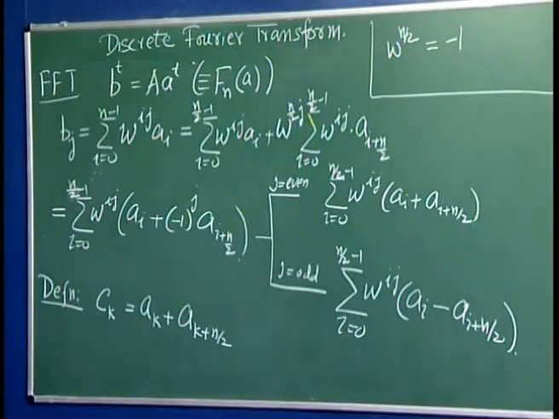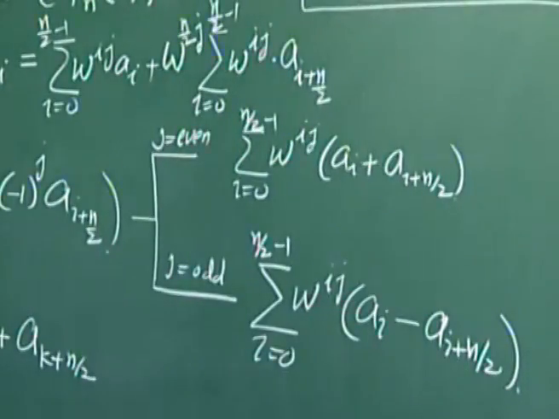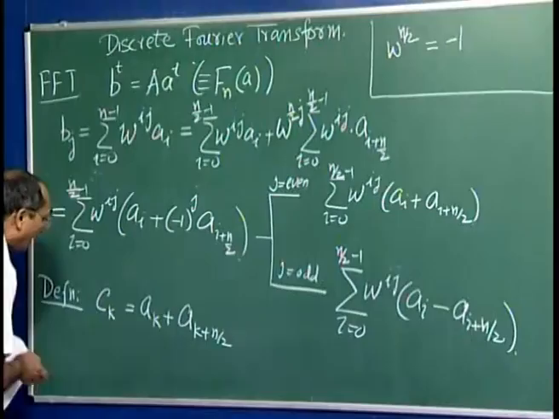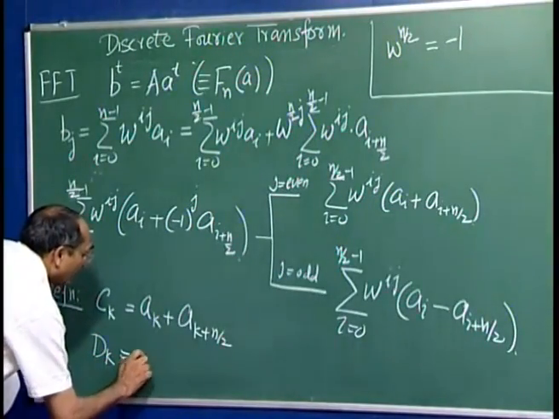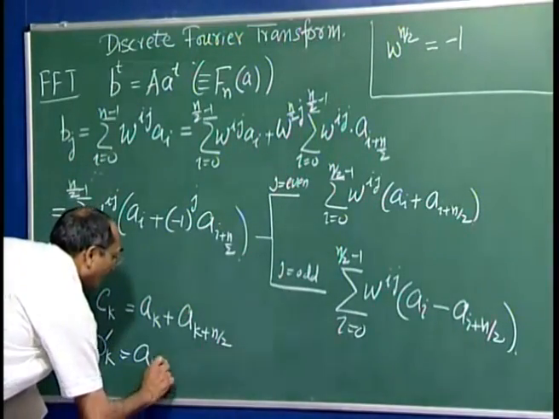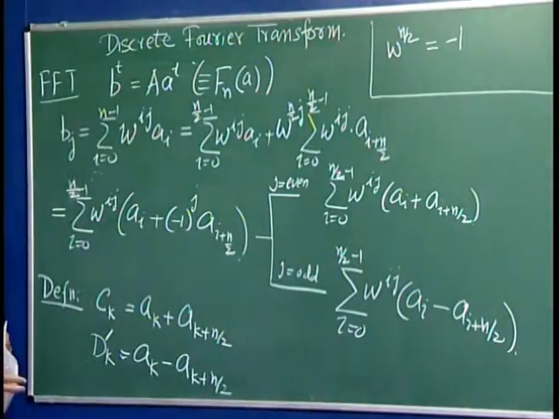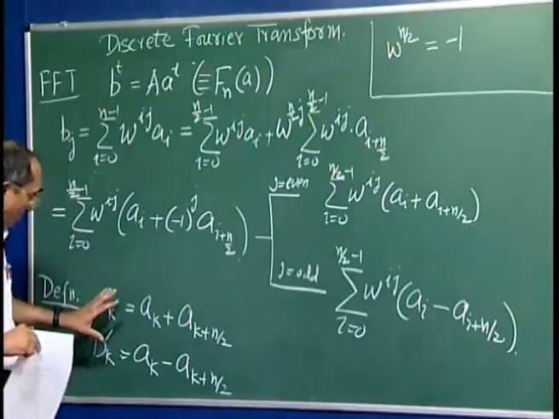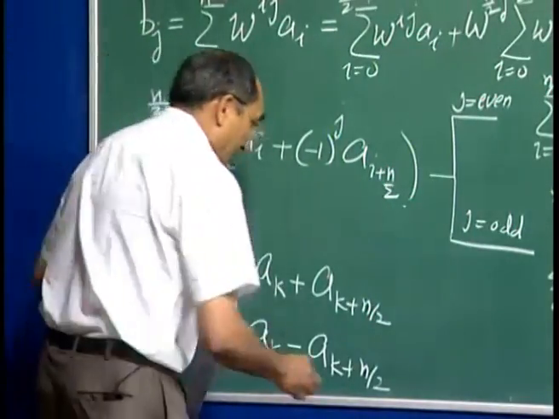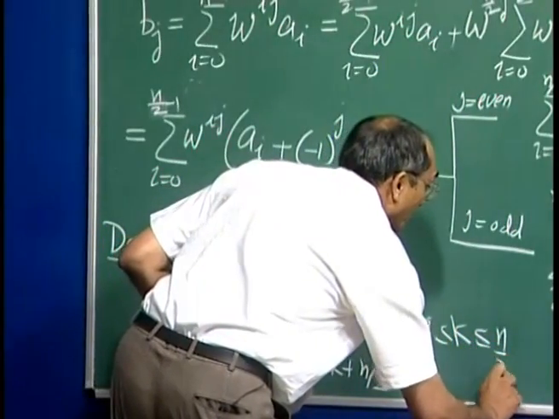And now, let us look at this vector. Let us define our d prime k as a k minus a k plus n by 2. So, this is the initial impression that we would like to create, 2 half size vectors. In both these cases, my k runs from 0 to n by 2 minus 1.